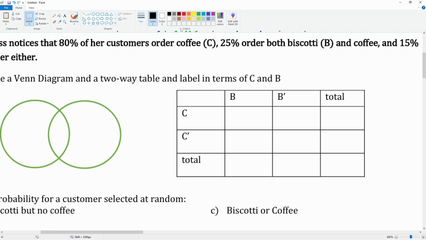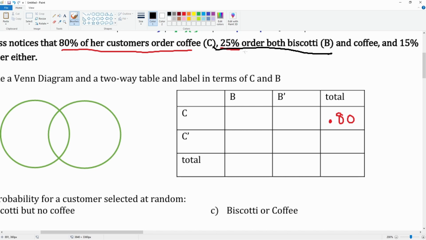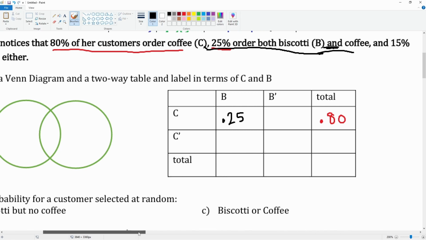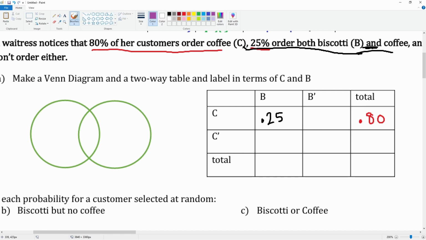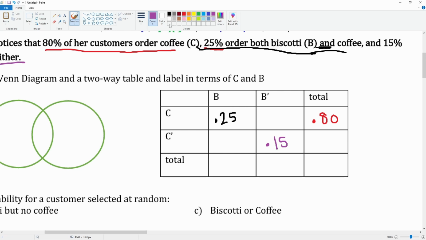It says 80% order coffee, so that is the total right here, 0.80. Then we have 25% order both coffee and biscotto, so that's the and, 0.25. And 15% order neither, so neither is right here at 0.15. We know the total always has to be 1, okay? So let's do some things here. This is 0.20 because that has to add up to 1.